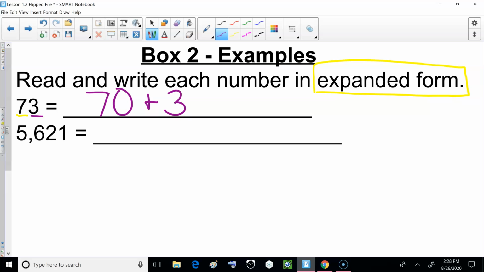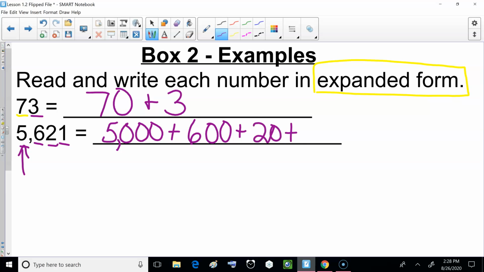Doing the same thing, I have 4 different place values right here, which means I'm going to have 4 numbers I'm adding together. The 5 is in the thousands place value, so I would have 5,000, plus my 6 is in the hundreds place value, so that would be 600, plus the 2 is in the tens place value, which would be 20, plus the 1 in the ones place value, to give me 1. So in expanded form, 5,621.